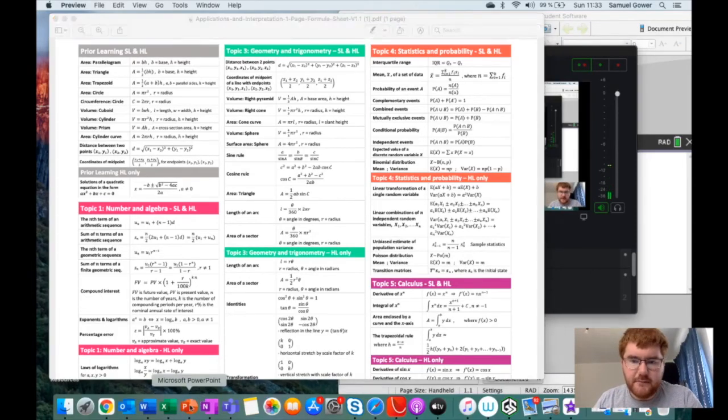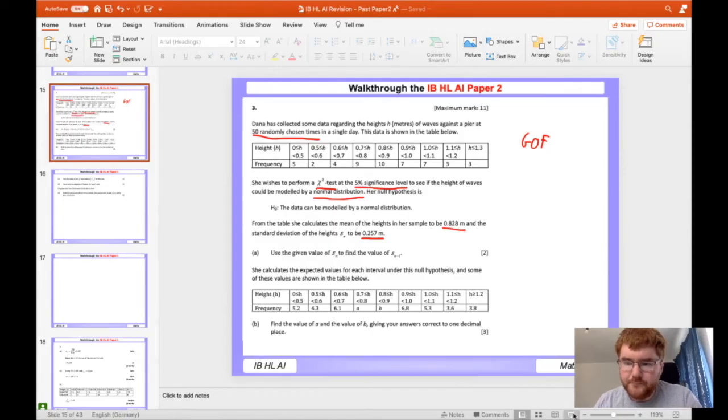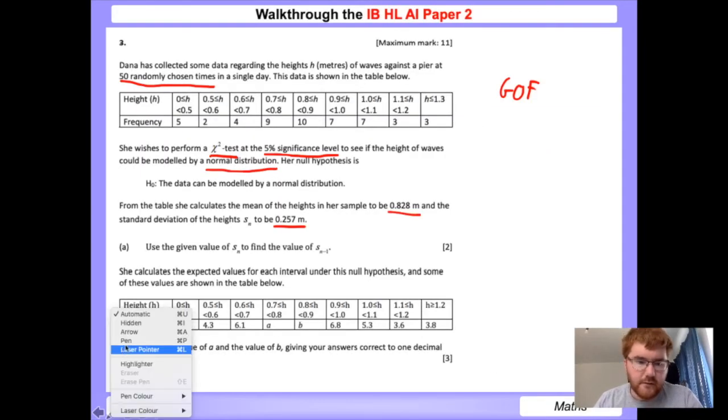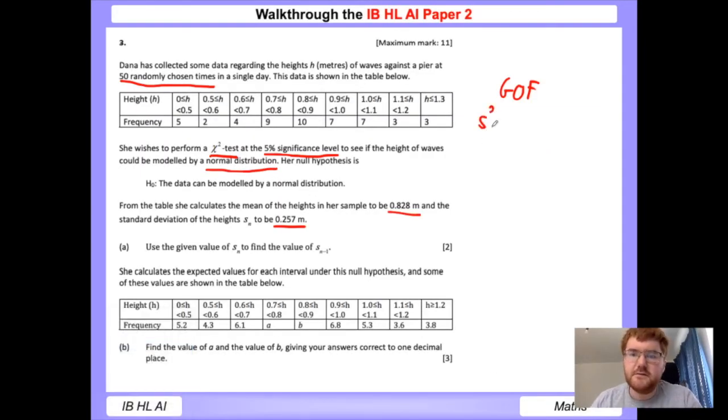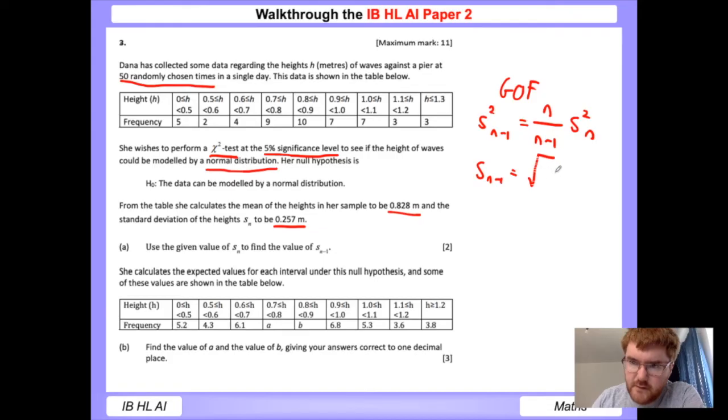So let's go back and just write down that formula. So we have it there. So s squared n minus 1 is equal to n over n minus 1 s squared n. Now this time we want to square root everything because we're looking for the standard deviation. So Sn minus 1 is going to equal the square root of n over n minus 1 Sn. Now we just use the values that we have here.